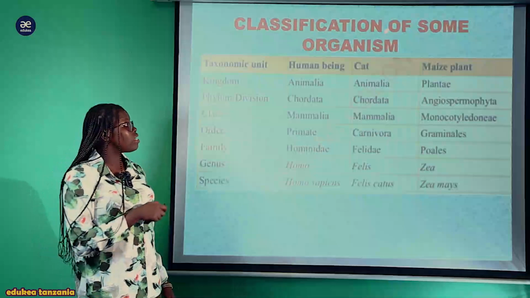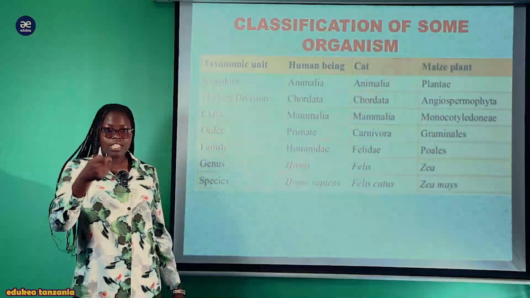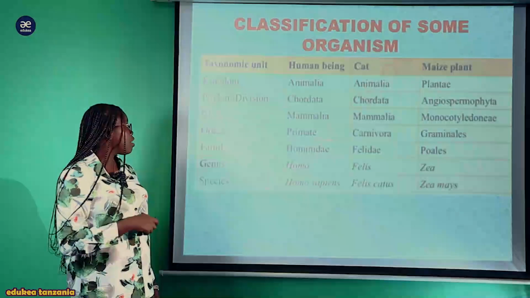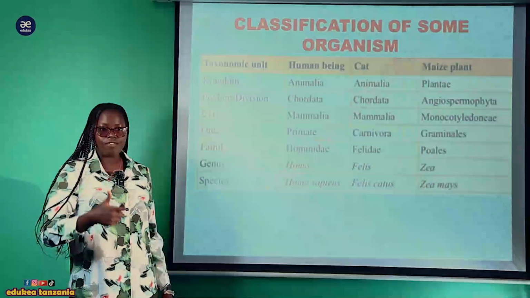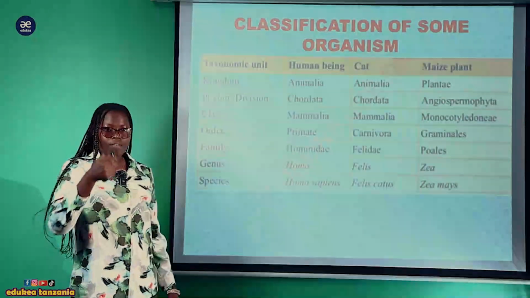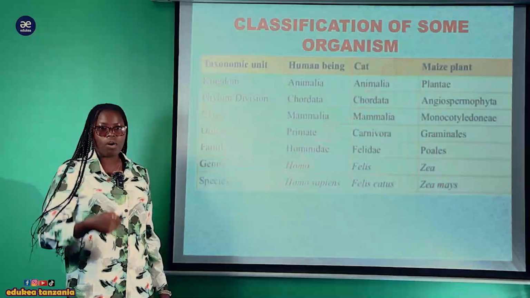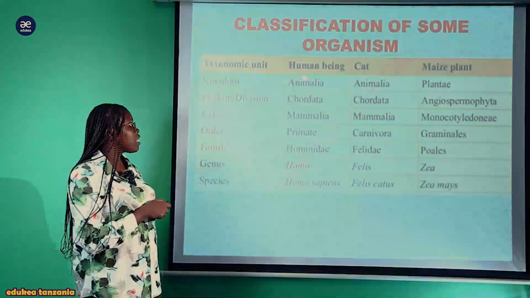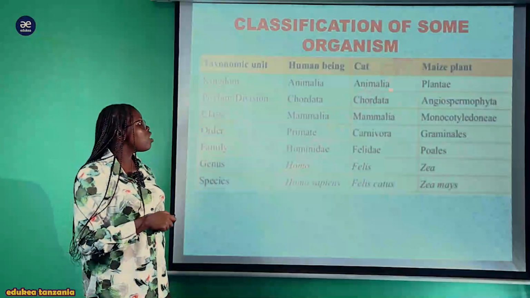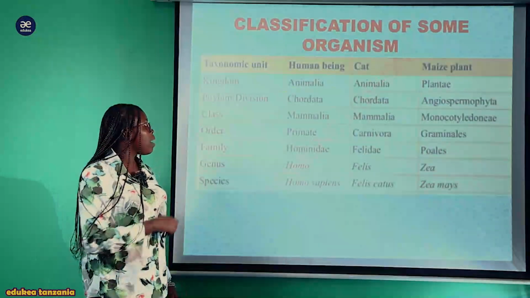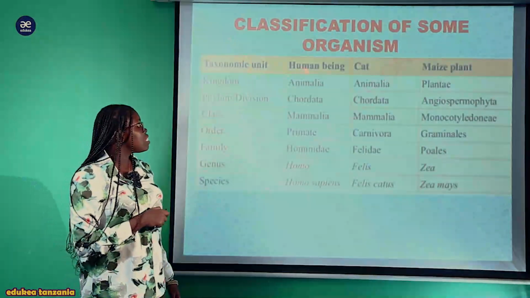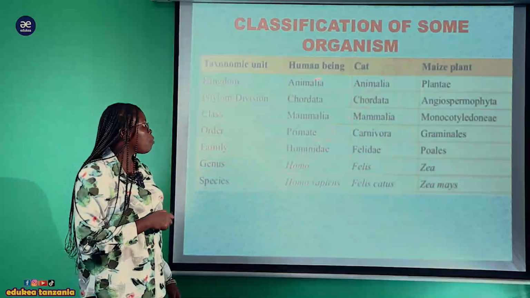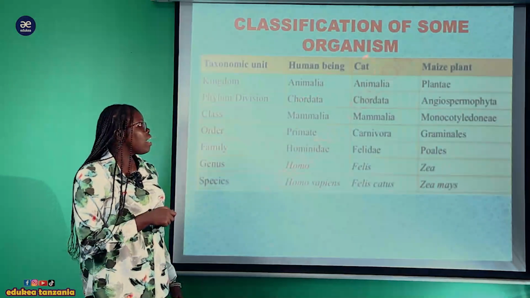So now, by looking at these 7 ranks of taxonomic units, we start with the kingdom. Now, what does the human being belong to? Human being belongs to the kingdom Animalia, and the cat also belongs to the kingdom Animalia. And the phylum, this is an organism, so here we will use the phylum. The phylum of human being is Chordata, and the phylum of cat is Chordata. And the class for human being is Mammalia, also cat is Mammalia.